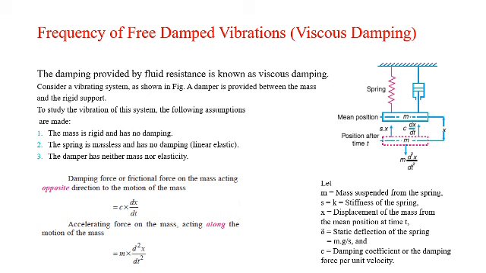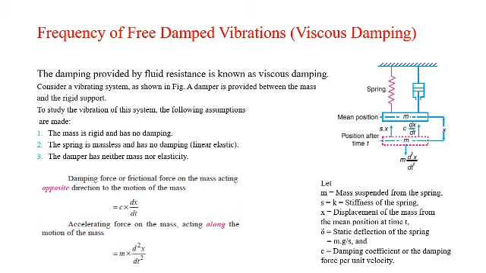Second, the spring is massless and has no damping. The spring is also massless; it only has a stiffness. It has no damping. Third, the damper has neither mass nor elasticity. It does not deform. It doesn't have any mass either, but it has a damping coefficient, C.